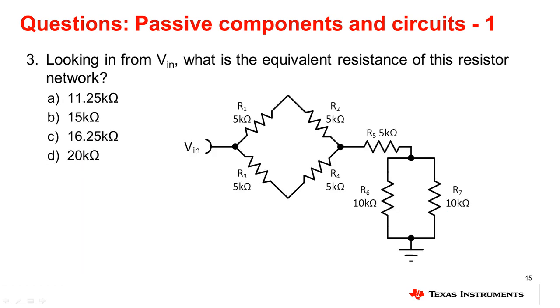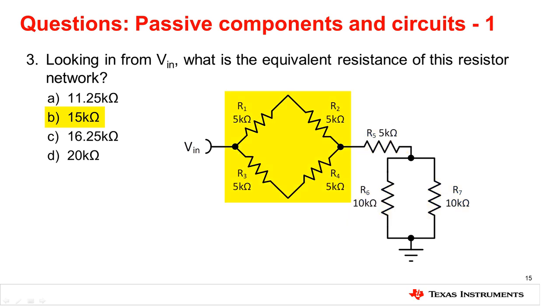Question 3. Looking in from Vin, what is the equivalent resistance of this resistor network? The correct answer is 15 kiloohms. To solve this problem, begin taking equivalent impedances from the ground node toward the input. The two 10 kiloohm resistors are in parallel and have an equivalent resistance of 5 kiloohms. This is then in series with the 5 kiloohm R5 resistor. Together, this forms a 10 kiloohm resistance.